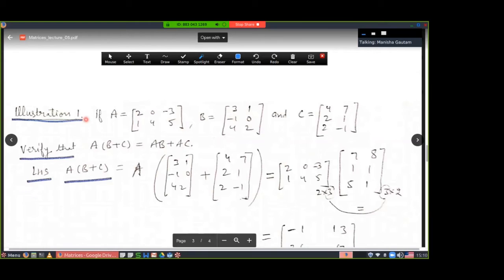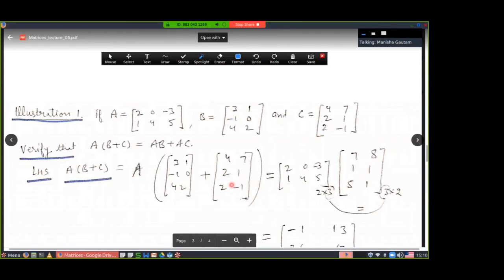Now the left hand side is A into (B plus C). It means first we have to solve B plus C. Add the matrices B and C. Before adding, you have to check whether the orders of B and C are equal or not. Yes, here the orders of B and C are both equal, so you can add them. After adding, you get the elements 7, 8, 1, 1, 5, 1. At the place of B plus C, you write it.